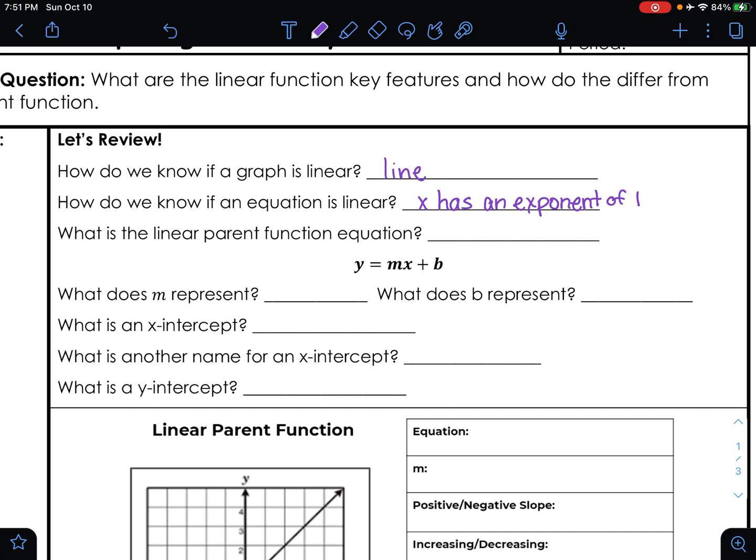What is the linear parent function equation? That is y equals x. Remember, we don't like to write the 1 as an exponent, but you can write it in. Those are the same thing. Y equals mx plus b. So what does the m represent? That is our slope. And b is our y-intercept.